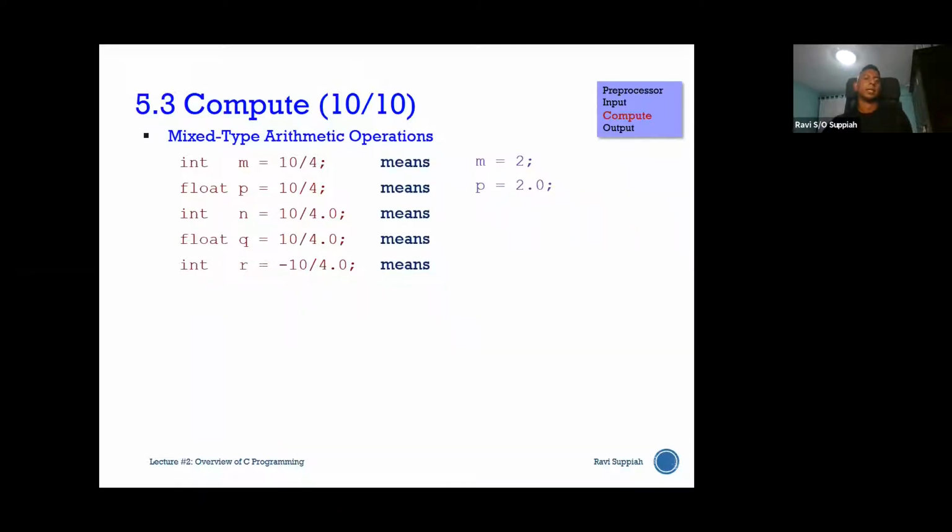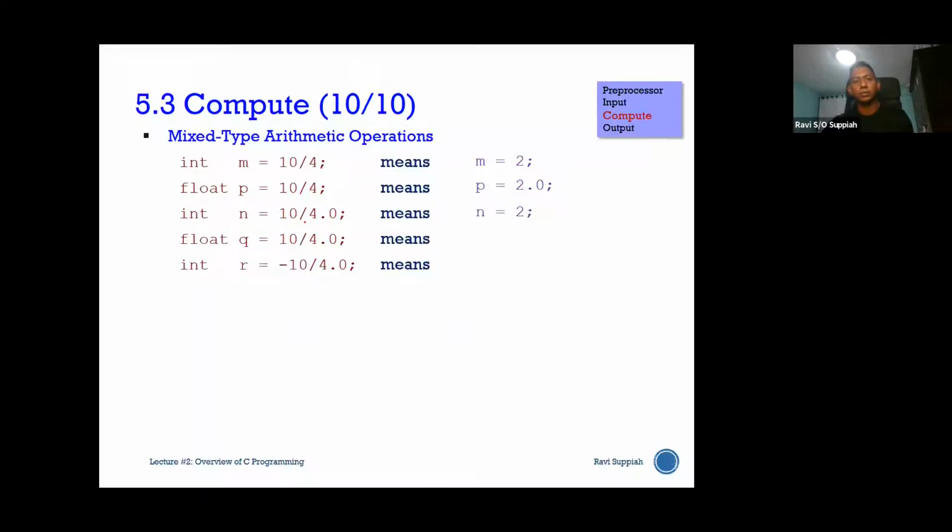Because 10 divided by 4 is still considered as integer divided by integer. So when you have an integer divided by integer, mathematically we say it is 2.5, but as far as the computation is concerned, since it is an integer divided by integer, your computation is carried out as an integer division. So you only get the answer as 2.